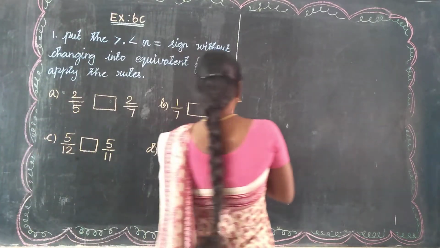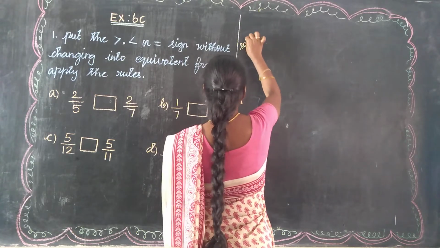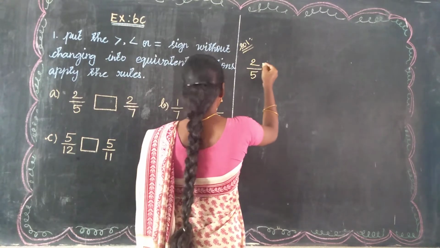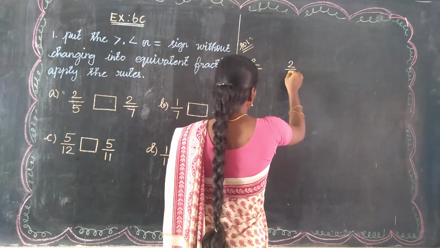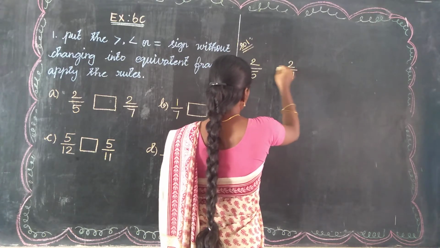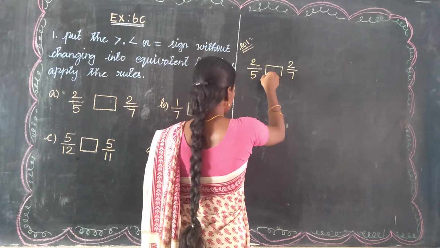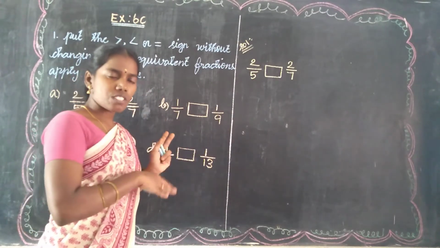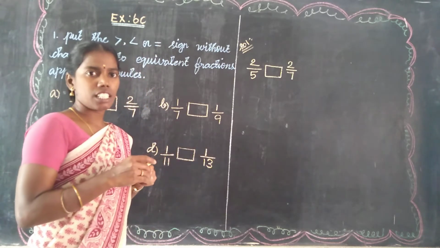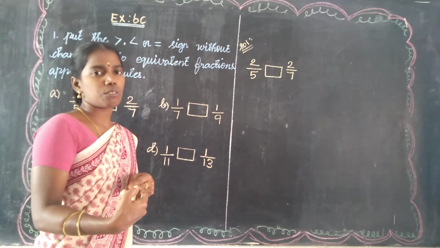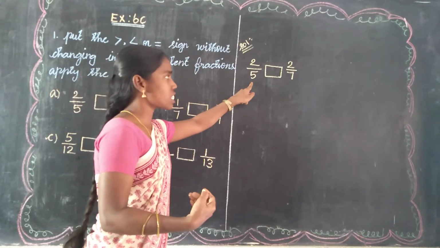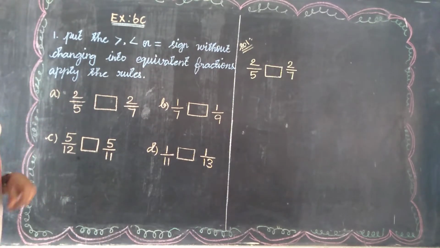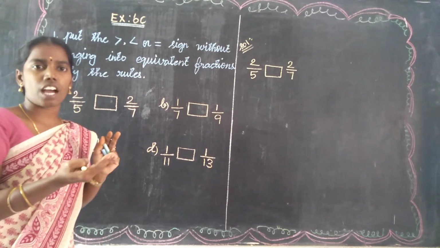See, solution. First problem: the first fraction is 2 by 5 and the second fraction is 2 by 7. See, listen students, first we find the numerator value of the first and second fractions. Both are equal, is it? Yes. Next, consider the denominator values: the first fraction has 5 and the second fraction has 7. Which is the highest value?